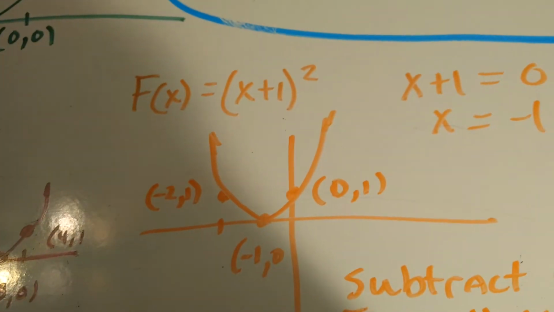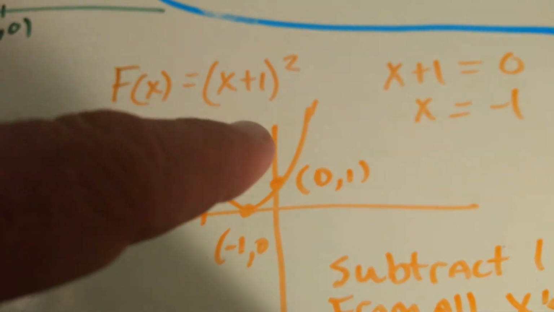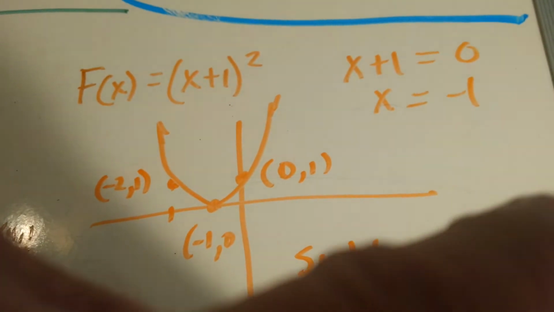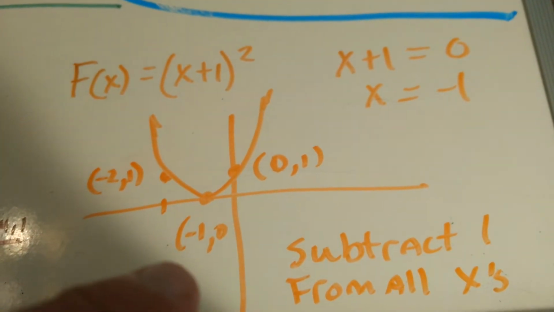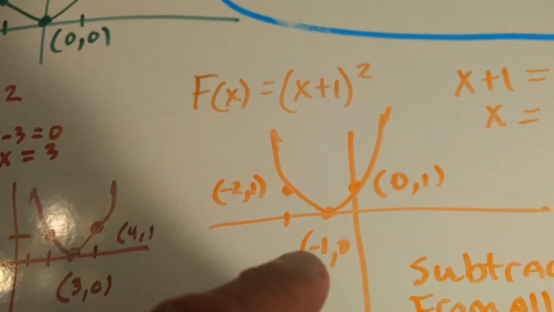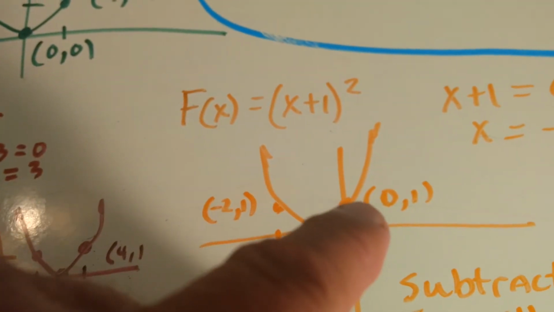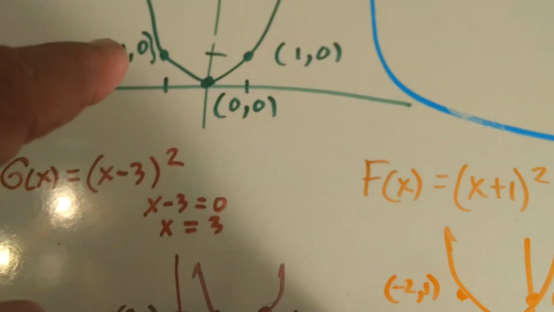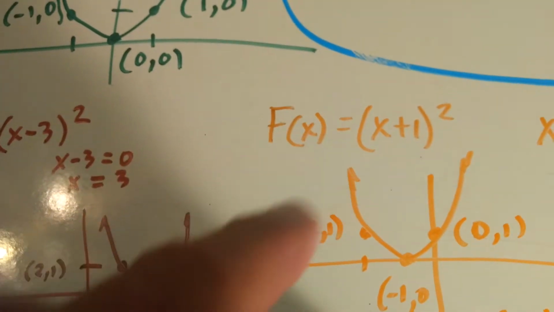Same thing here with this one. Here we have f of x equals (x plus 1) squared. So we're going to take that x plus 1 out of there, set it equal to 0, and solve. We find out we're going to subtract 1 from the x's. So when I subtract 1 from here, I'm at (-1, 0). When I subtract 1 from here, I'm at (0, 1). When I subtract 1 from here, I'm at (-2, 1). Now I've got my graph.